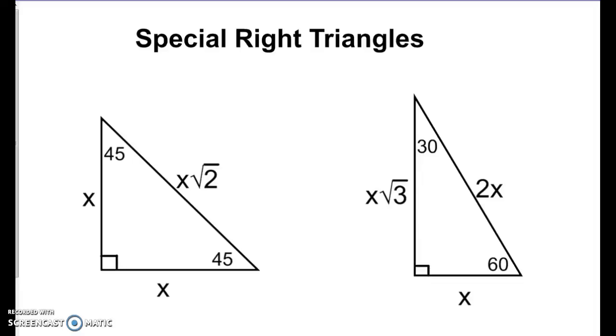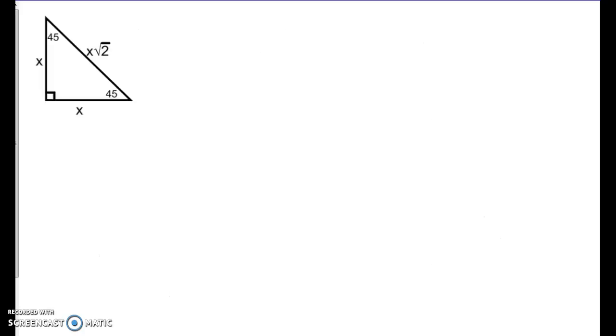Okay, I'm going to continue our conversation with special right triangles. In class, we talked about how the 45, 45, 90 and the 30, 60, 90 triangles came about and why we have these certain labels on these certain sides. If you need some more explaining on it, please make sure you ask. We're going to go through a couple problems.